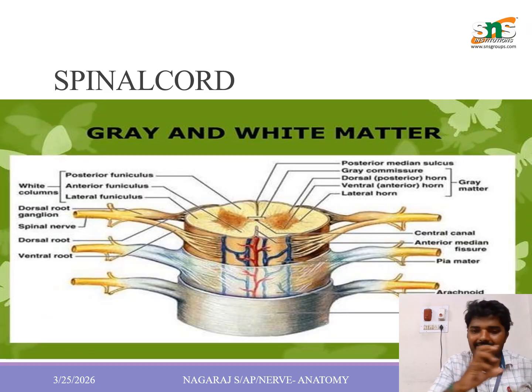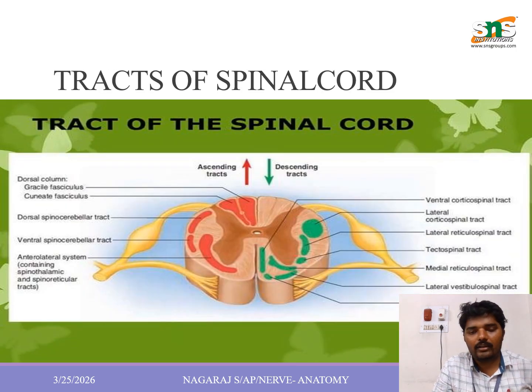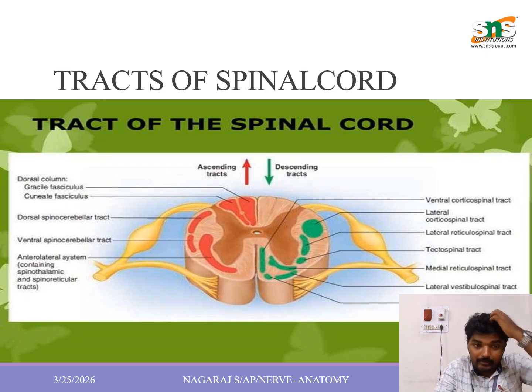In the spinal cord, the gray matter is the inner part and the white matter is the outer part. Then the tracts of the spinal cord: the ascending tract and the descending tract. The ascending tract, the red marking, is mainly for sensory carrying to the cortex: the spinothalamic and spinoreticular tracts, the dorsal column with fasciculus gracilis and fasciculus cuneatus, the dorsal spinocerebellar tract and ventral spinocerebellar tract, and the anterolateral system.